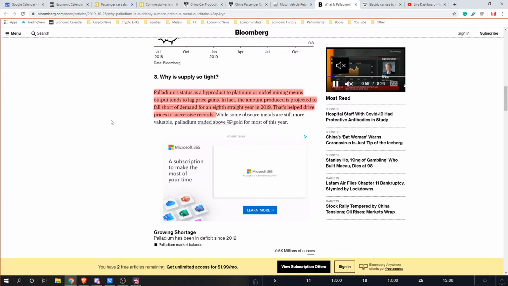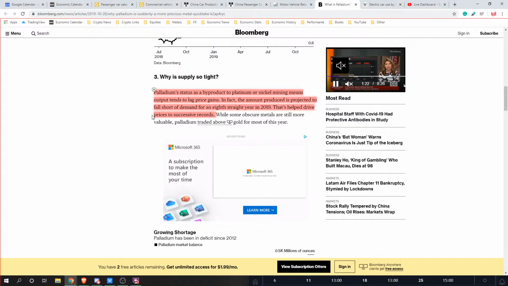Palladium's status as a byproduct to platinum or nickel mining means output tends to lag price behind. So there's not many miners that are strictly for palladium. It's mostly a byproduct for platinum or nickel miners. In fact, the amount produced is projected to fall short of demand for an 8th straight year in 2019.